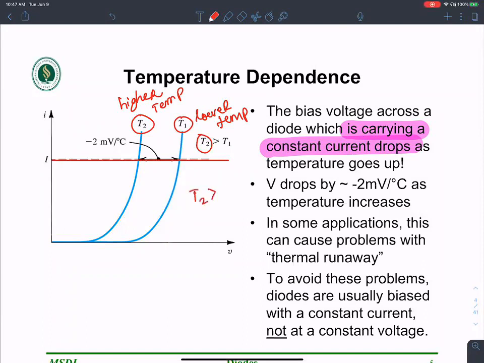As the temperature increases, T2 greater than T1, with the current remaining constant, the bias voltage corresponding to this one is smaller compared to this one. If you think of this one as V1 and that one as V2, because this corresponds to temperature T2 and V1 corresponds to temperature T1, V2 is clearly to the left of V1, so V2 is less than V1. V drops by approximately 2 millivolts per degree Celsius. As the temperature increases by 1 degree Celsius, the bias voltage drops by 2 millivolts.